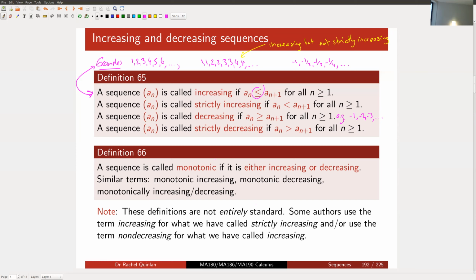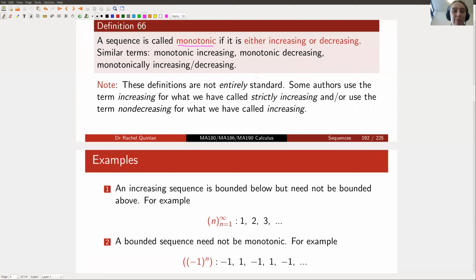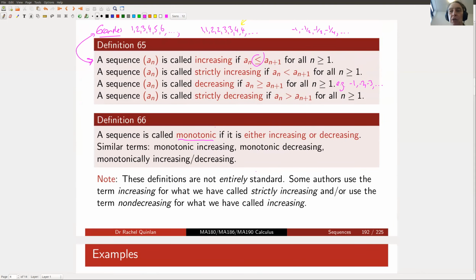And another word for our vocabulary: a sequence is called monotonic if it's either increasing or decreasing. The reason for introducing this word is that it's handy to have a word that covers both increasing and decreasing, because the theory that describes increasing sequences is pretty much the same as the theory for decreasing sequences. So people use the term monotonic to describe the phenomenon where a sequence is either increasing or decreasing, but they don't necessarily care which. So a sequence is monotonic if it's one of those things.